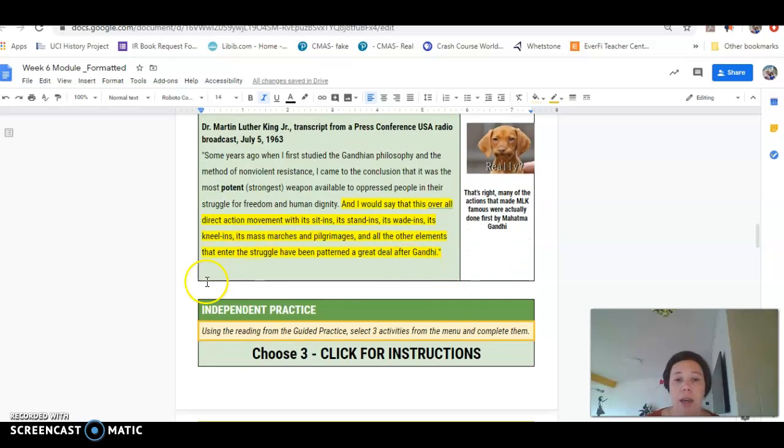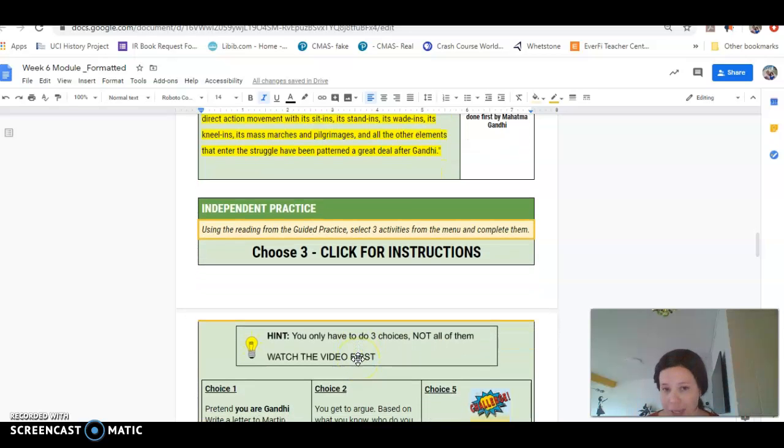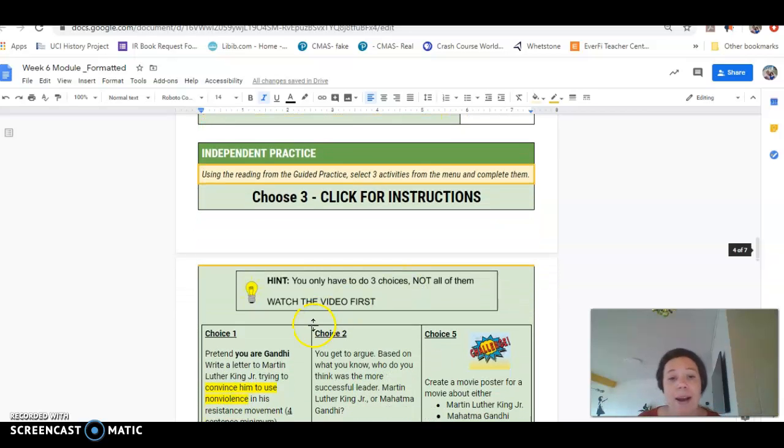Now that we're done with reading that, you're going to go to the independent practice. We did this a little bit earlier in this trimester, where you choose 3 this time. We had some feedback that the last time we said 5, it was way too many. So you're only choosing 3. Again, you only have to do 3. Do not do all of them.